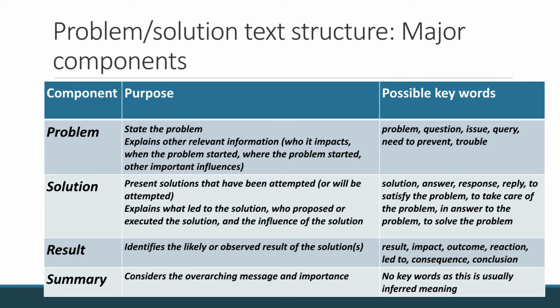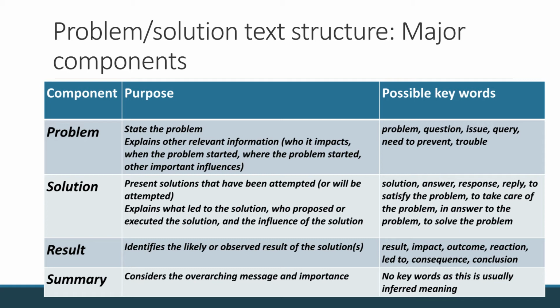The problem component is the part of the passage that explains what the problem is. Other important details that may be included are who the problem impacts, when and where the problem started, and other important influences on the problem. The problem usually, but not always, is at the beginning of the passage. Some key words that may signal that the problem is being presented include problem, question, issue, trouble, or need to prevent.